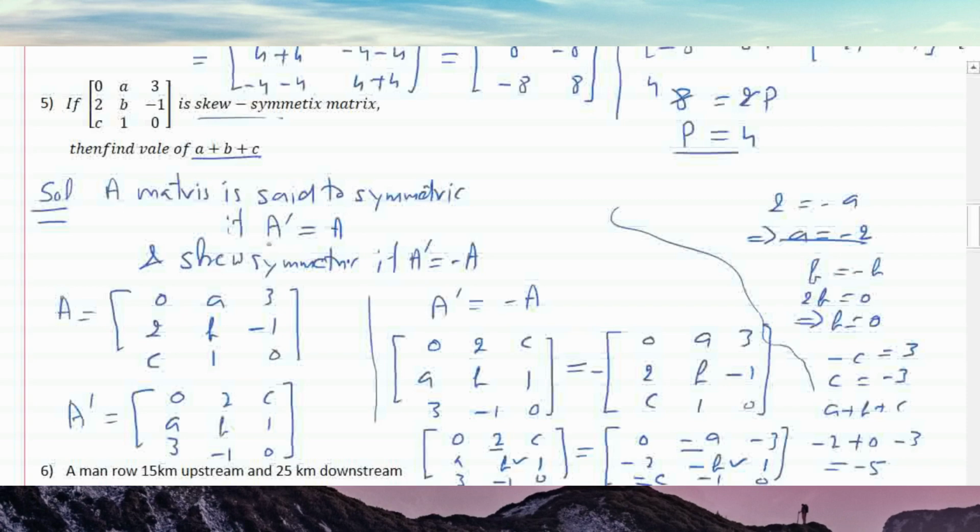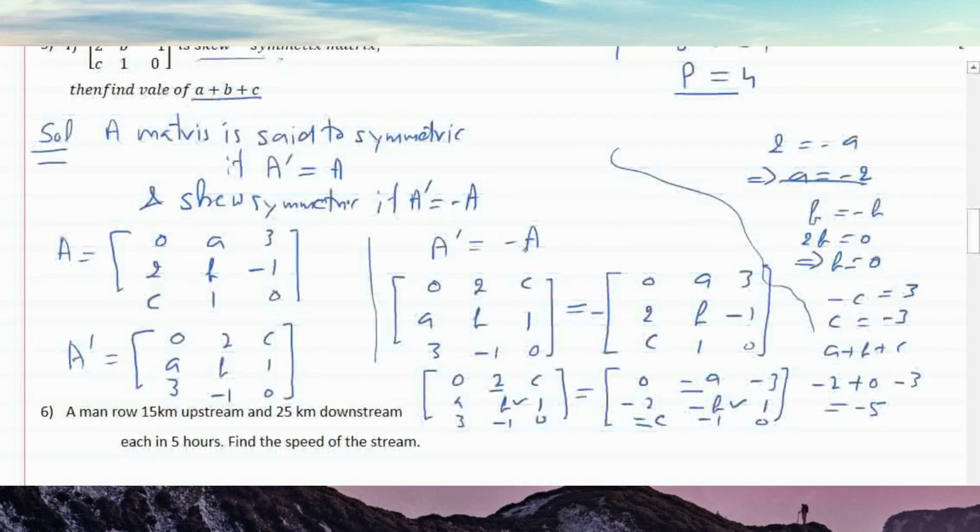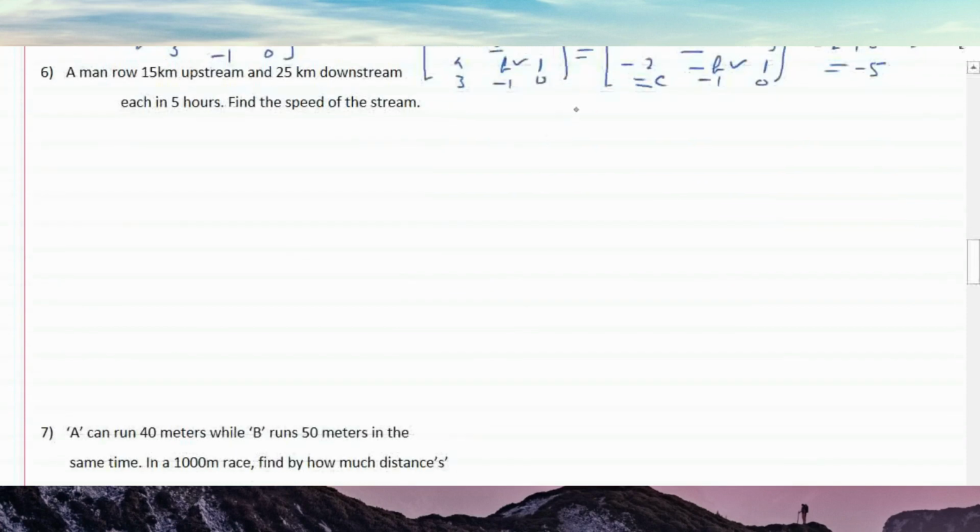Again a very easy question, children. If you try to solve it, you can easily find its solution. So I don't think there is any problem. Now let us start with another question here. Here in this question, children, we can see you have a man row 15 kilometer upstream, and 15 kilometer downstream in 5 hours.